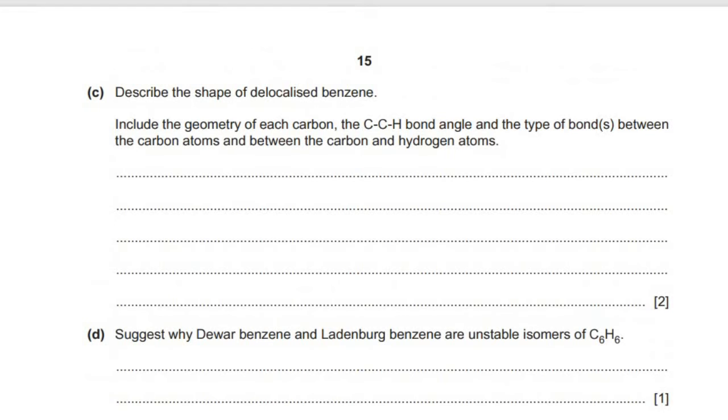Going ahead with the next part, it says describe the shape of delocalized benzene. Include the geometry of each carbon, that is CCH, bond angle, the type of the bonds between the carbon atoms, between the carbon and the hydrogen atoms. So geometry of CCH bond. Okay, let's understand the benzene structure for that.